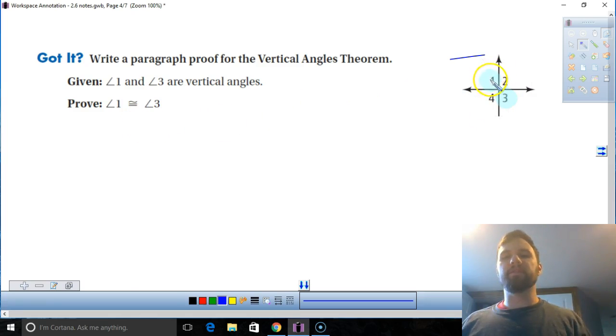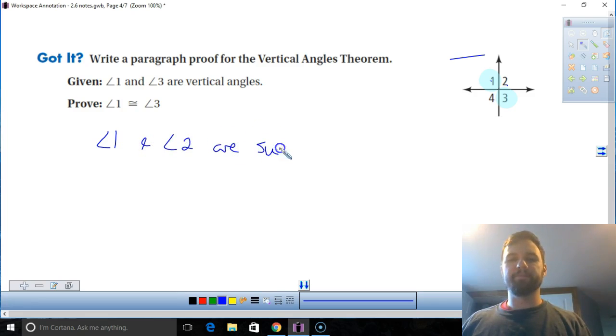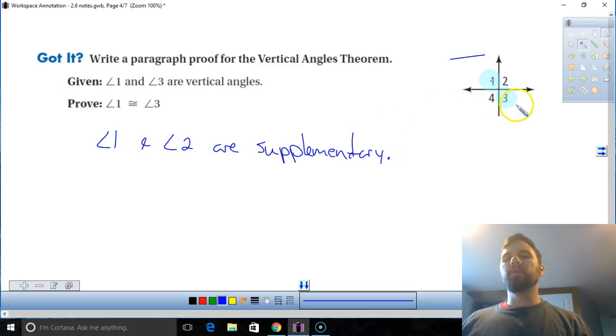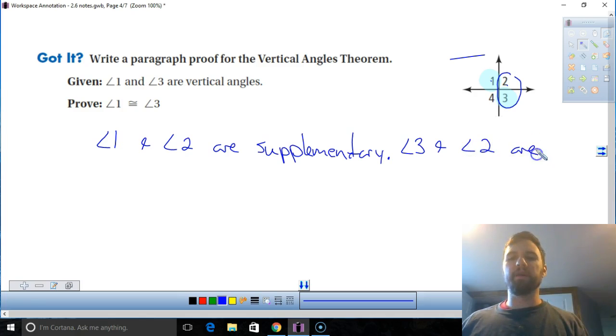But let's look at this. What do you know about angle 1 and 2? They form a linear pair, so they're supplementary. So let's start with that. Angle 1 and angle 2 are supplementary, because they form that line, right? What else is supplementary to angle 2? 3 and 2 are supplementary. Angle 3 and angle 2 are supplementary as well.